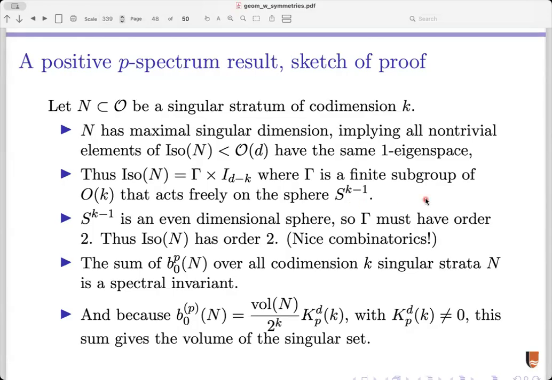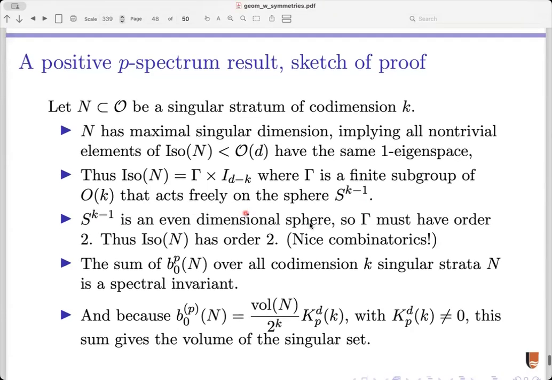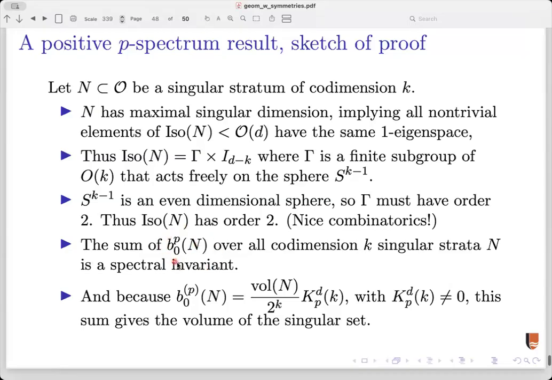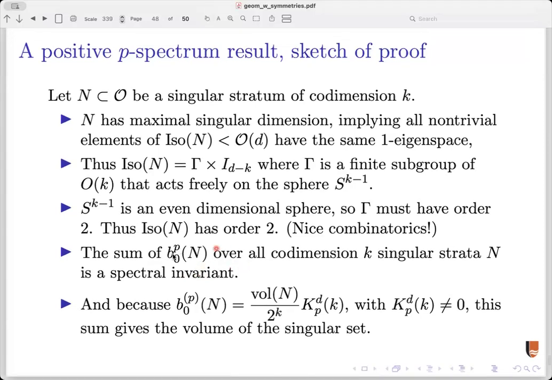In our hypotheses, we've assumed that k is odd. So k minus 1 is an even dimensional sphere. So using some topology, you can show that the only such Gamma we can work with, since it's fixed point free, must have order 2, which is lovely because that sticks us right into the situation where the Krawtchouk polynomials are giving us that first heat invariant, the 0th heat invariant associated to the stratum N. So if we sum that 0th heat invariant corresponding to the p spectrum over all possible singular strata N of codimension k, you can show that that is a spectral invariant, so we can detect that sum.